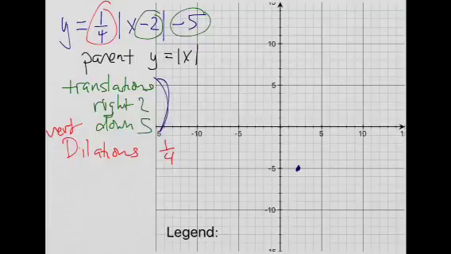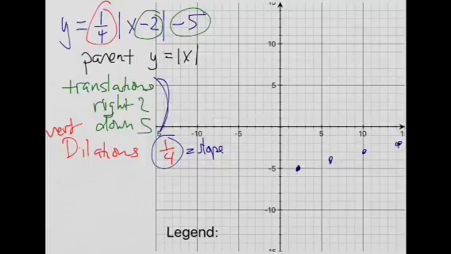Now, since I know this is an absolute value, it's a piecewise function with straight sides, and I know the dilation is the same as the slope, I can just start at my vertex and do a slope of 1/4. So up 1, right 4. Up 1, right 4. Up 1, right 4.